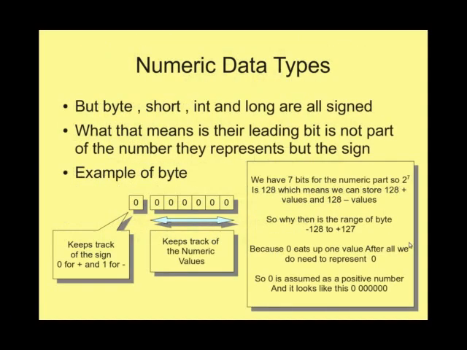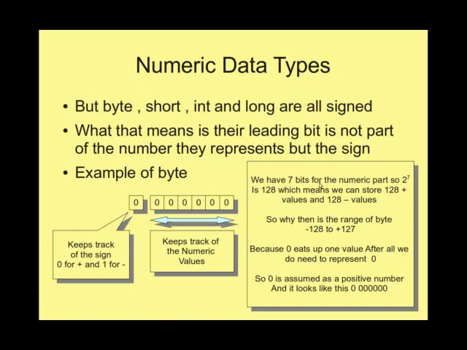Now that we have discussed character, what about numeric data types? We have byte, short, int, and long, and all of them are signed. What signed means is that there is a part in the value that represents the sign of the number. By sign we mean whether it's a positive number or whether it's a negative number. So if we imagine a byte, we have 8 bits, right? The leading bit is taken out, and the remaining 7 bits are the ones that are used to store the value. So this bit can be either 0 or 1, and a 0 would represent a positive number and a 1 would represent a negative number, and these 7 bits keep track of the numeric values.